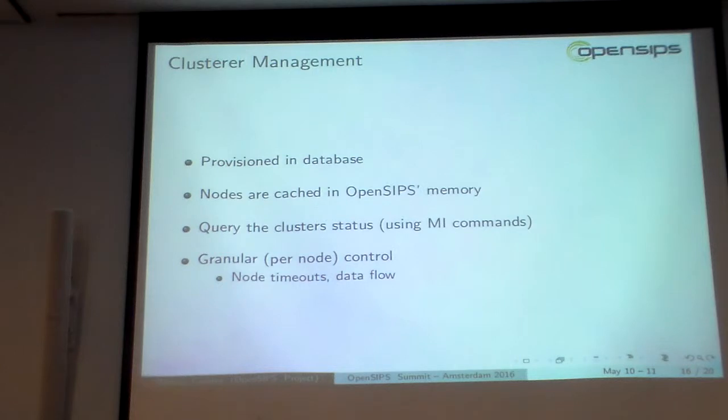Everything, as I said earlier, is provisioned in the database, and nodes are cached in OpenSIPS memory. So you can query OpenSIPS using the MI interface to see what connections are up and what connections are down. It also does timeout management, and it's very granular. You can specify how fast a node can reach a different node, and so on. You can also specify the data flow: which node can broadcast data, which node can accept data, which node to trust, and stuff like that. So it's very granular.